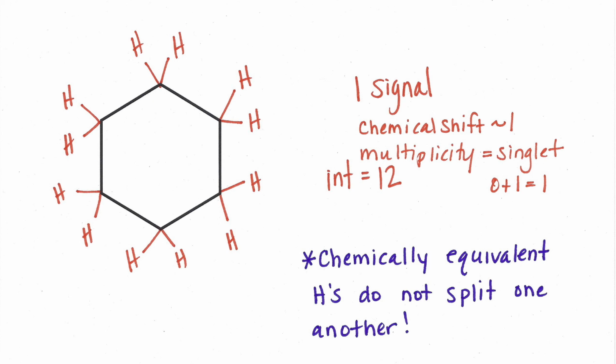So in this case, even though we have protons on the adjacent carbons, because all of the protons in the structure are equivalent, they will not split one another. So a very important thing to remember with NMR and your multiplicities is that equivalent protons do not split one another. Equivalent protons do not split one another.